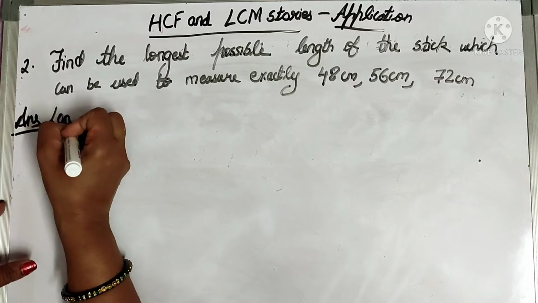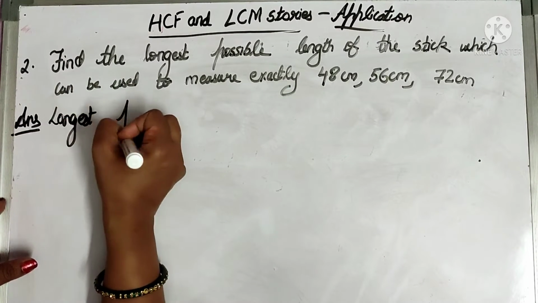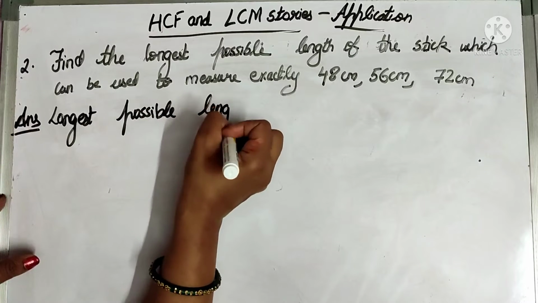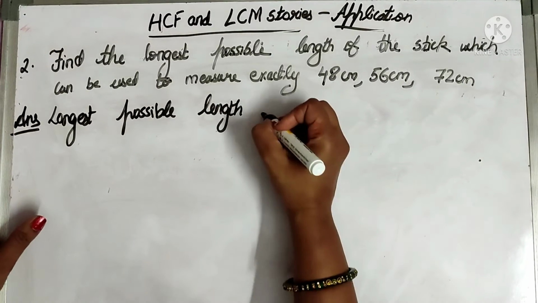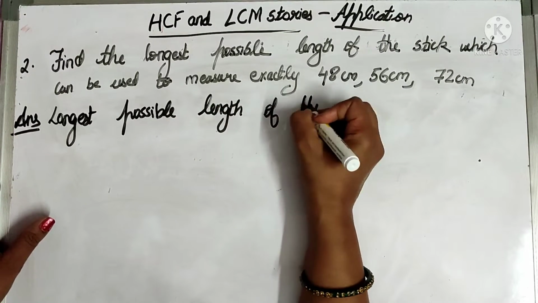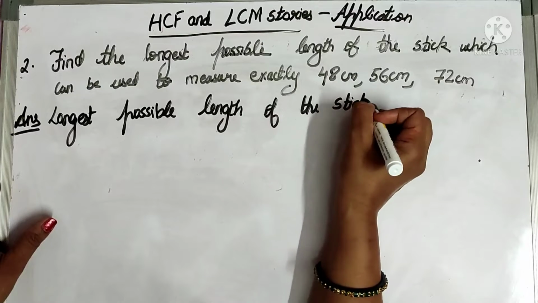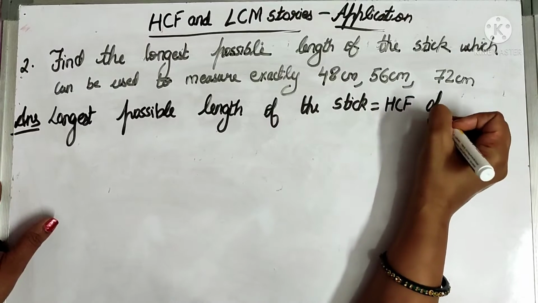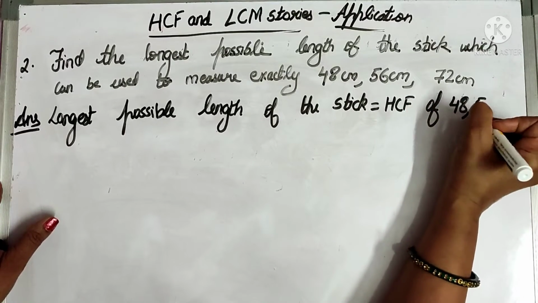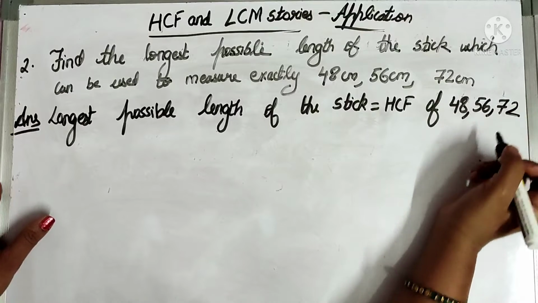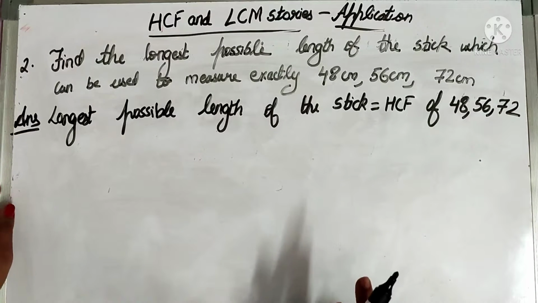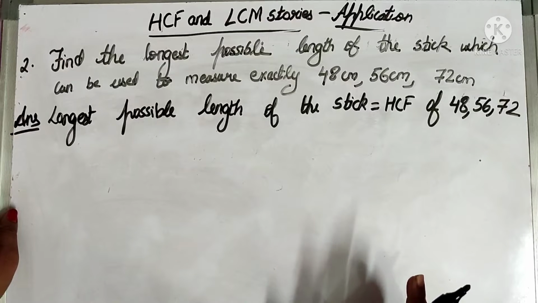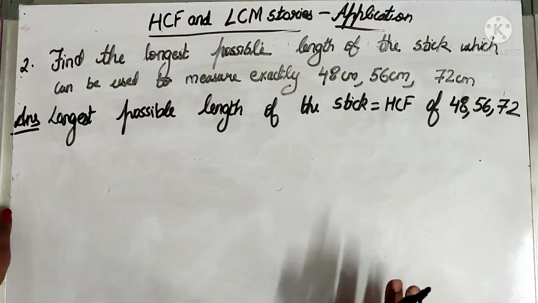Okay. Now we will write in this way: longest possible length of the stick will be equal to HCF of 48, 56 and 72. Now, we can find the HCF either by prime factorization or by the long division method. Here I am finding it by long division method.